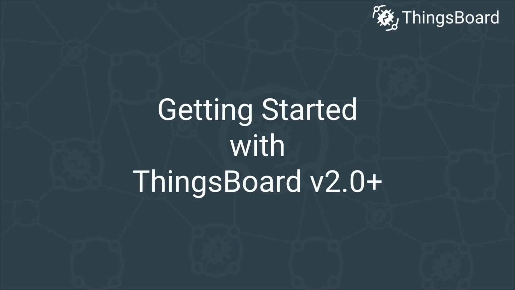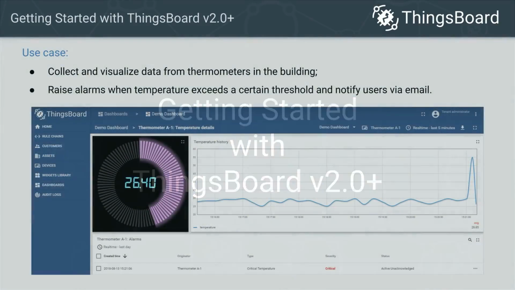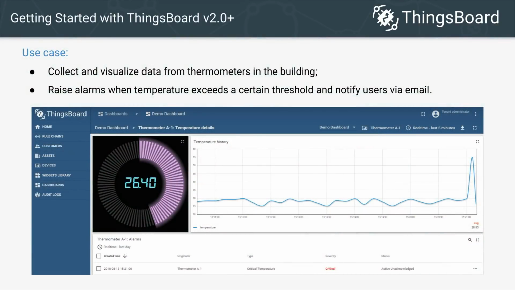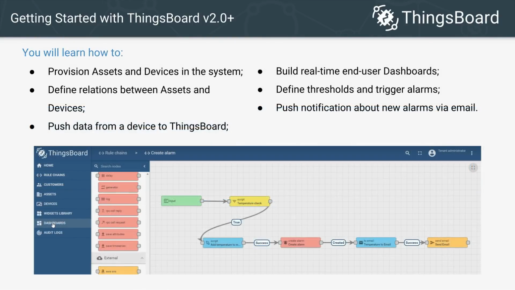In this video tutorial we are going to develop a basic IoT application using ThingsBoard. This application will collect temperature readings from multiple devices in the building. We are going to visualize these devices within the building with the ability to drill down to a particular dashboard. In addition, we will configure ThingsBoard to raise alarms when the temperature readings exceed a certain threshold. At the end of this video, we will configure ThingsBoard to send notifications about new alarms via email.